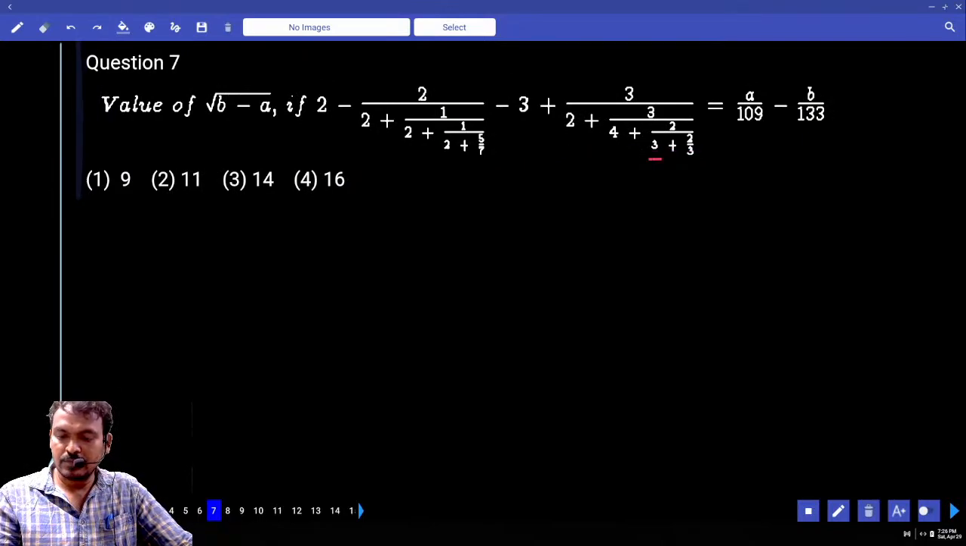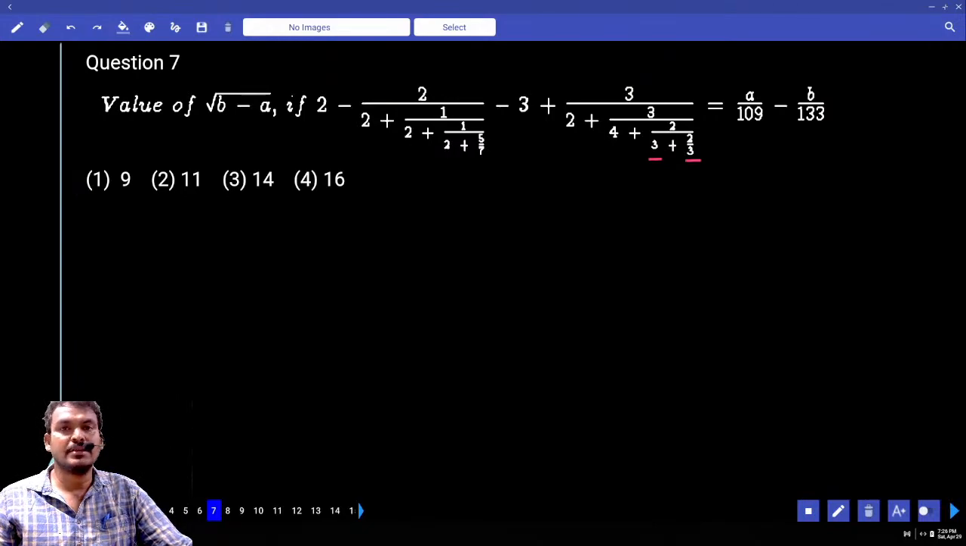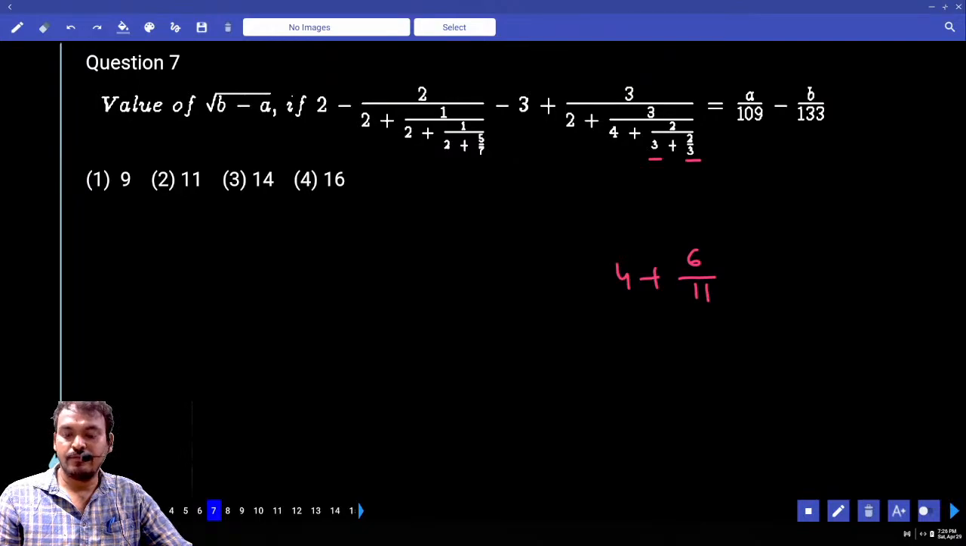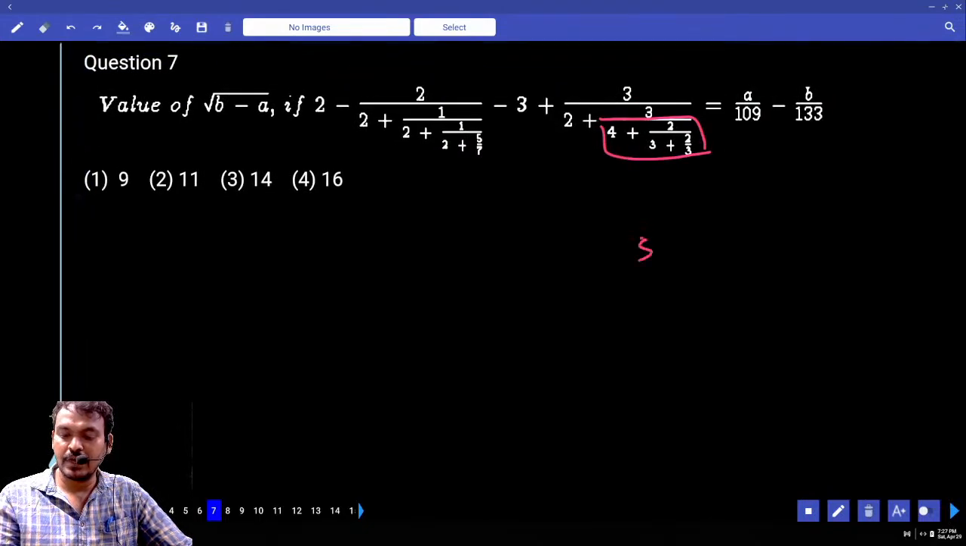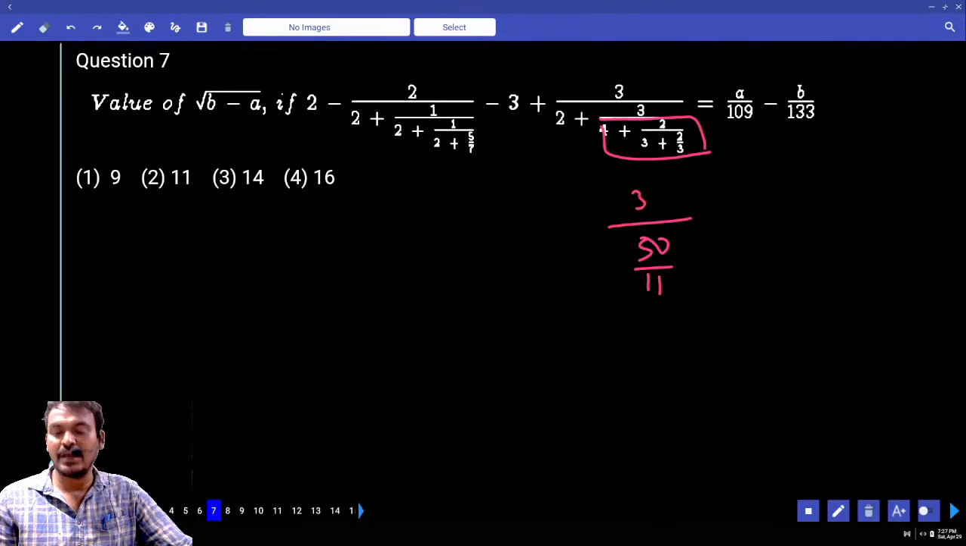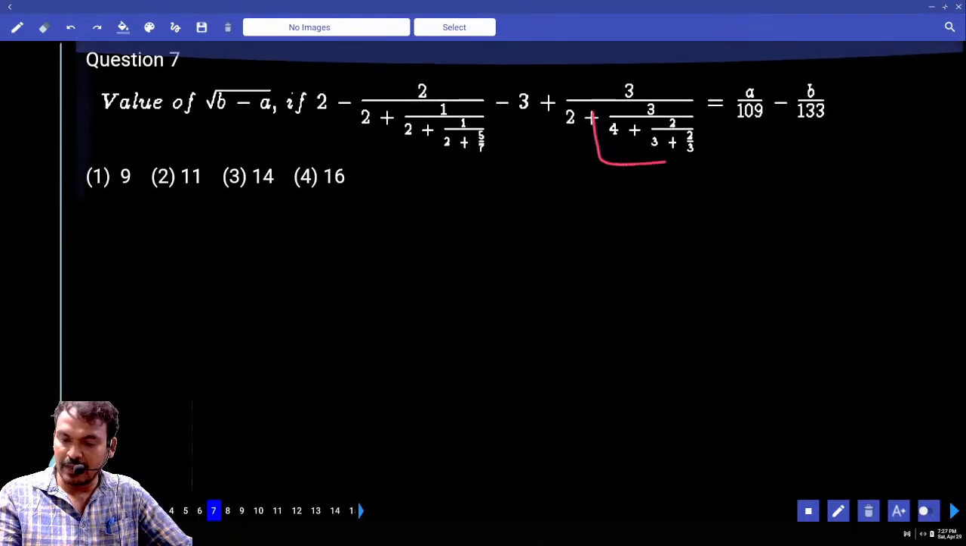First, 3 plus 2 by 3 is 11 by 3. 2 by 11 by 3 means 6 by 11. 4 plus 6 by 11, 11 times 4 is 44, plus 6, 50 by 11. This denominator value we are getting how much? 50 by 11. Already numerator 3. 3 by 50 by 11 means it is 33 by 50. Means entire this value we are getting how much?